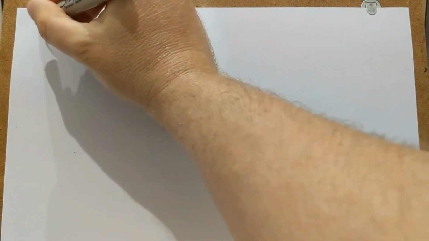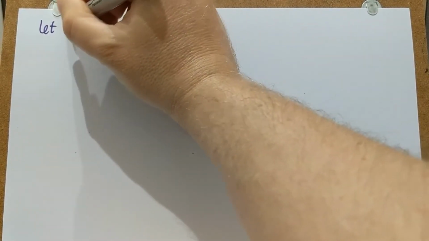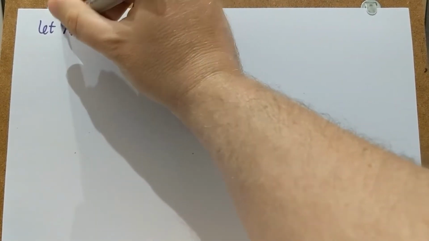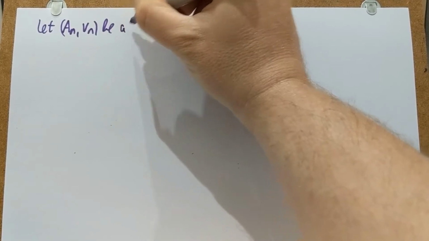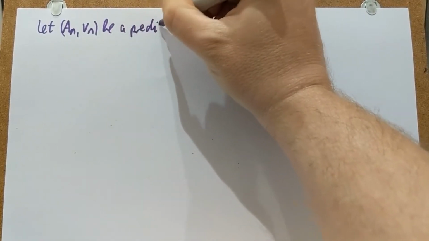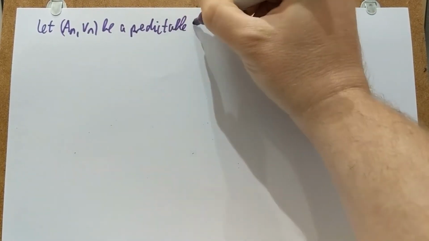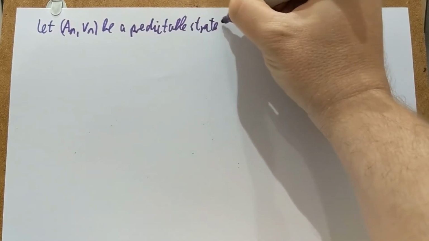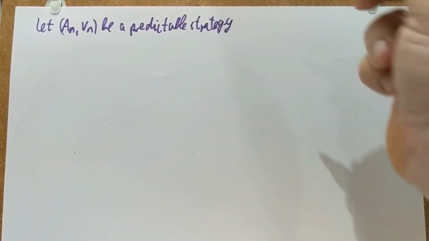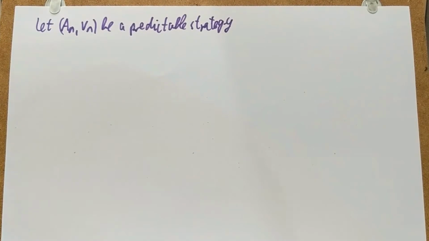Hi, so finally we'll bring everything together from the previous videos and prove the option pricing formula for this Black-Scholes model of a simple kind. So I start with assuming that we have a predictable strategy, An, Vn is a predictable strategy. And of course, in real life, all strategies are predictable because we don't see into the future.